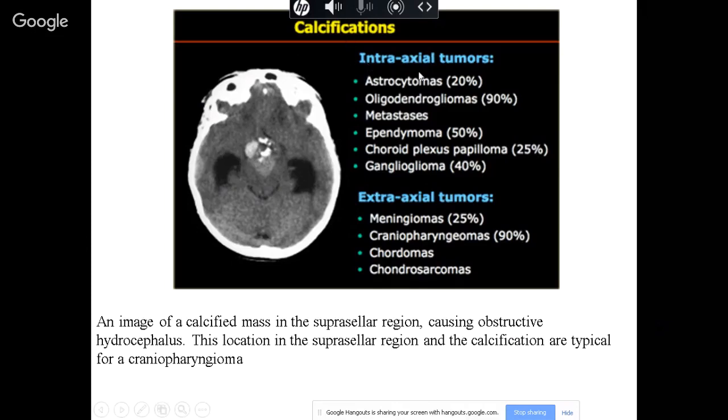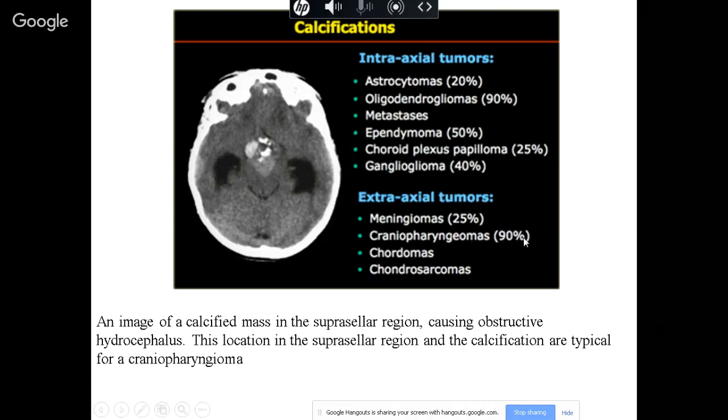So for intra-axial tumor, if you have calcification, you think about astrocytoma, 20%. Oligodendroglioma, 90% get calcification. But the incidence of astrocytoma is much higher than that. So when you see it, you will think about astrocytoma. This is a major differential, am I right? Certain types of metastatic tumor may have calcification, but it should not be immediate, it should take some time. Ependymoma, 50%. Choroid plexus papilloma, 25. Remember, ganglioglioma can be 40%. Now, meningioma, 25 to 50, I always say. Sometimes they don't calcify.